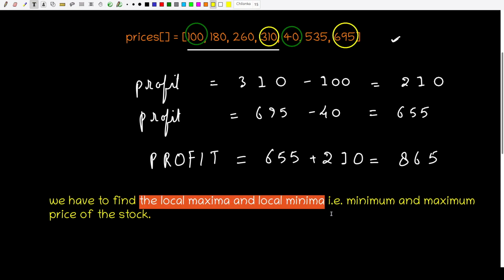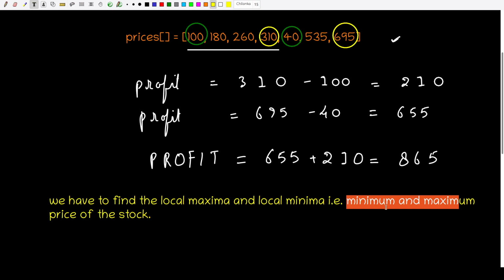So in order to solve this problem, all we have to do is find the local maxima and minima, which simply means we have to find the minimum and maximum price of the stock locally. And this local minima and maxima is going to give us a profit, and we are going to accumulate all the profit which we can accrue with this local maxima and minima, and we will be able to get our total profit. So folks, this is one way of solving this problem.